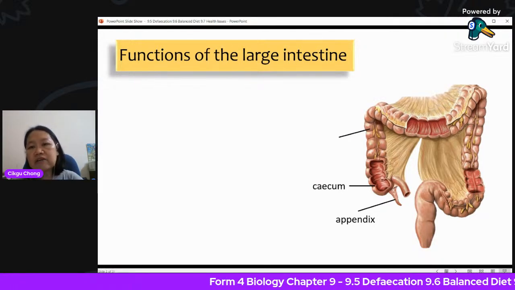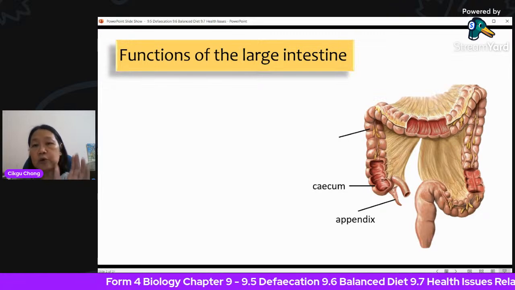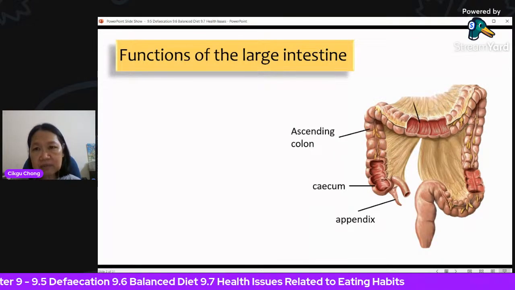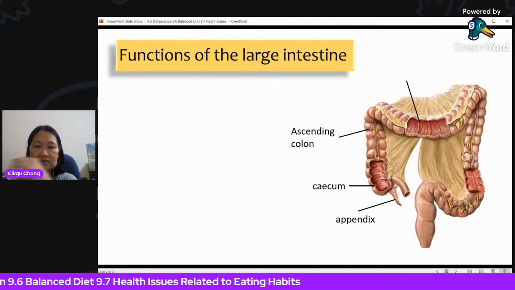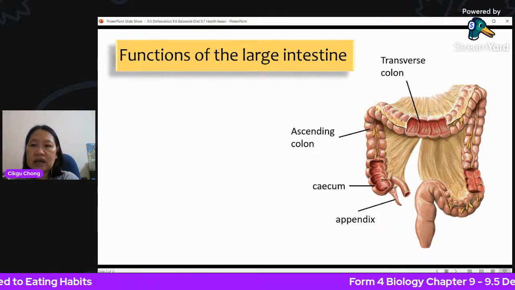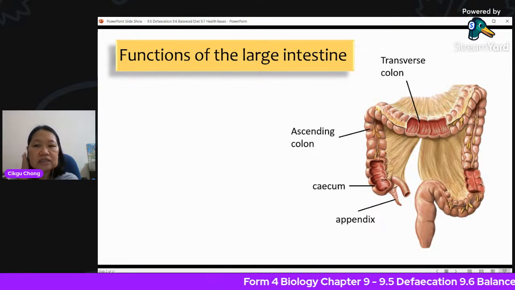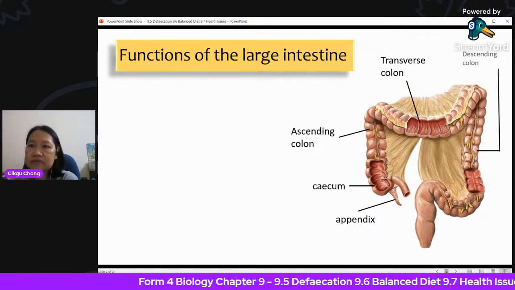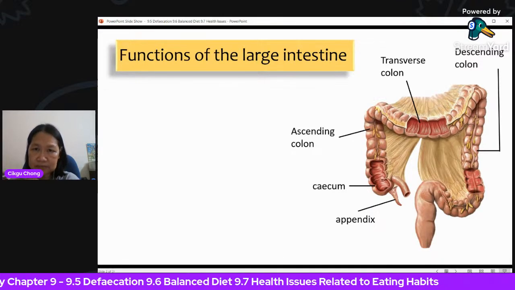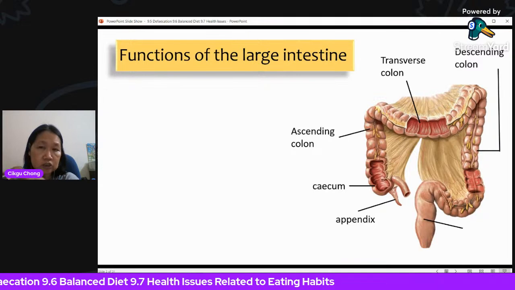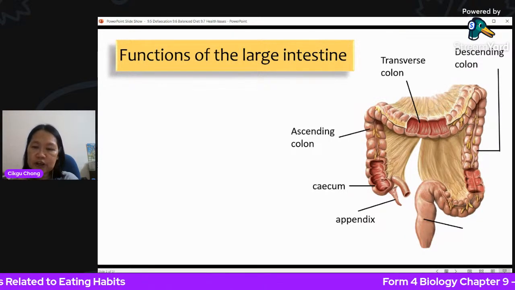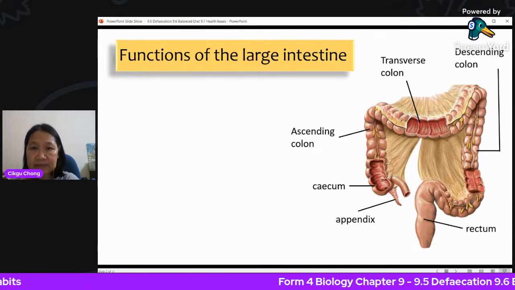Then you have this part of the colon which runs upwards. This is called the ascending colon. Ascending means moving up. Then you have the other part here which is going horizontal. This is called the transverse colon. And the other one, you can see it comes downwards. This is the descending colon, descending, coming down. And then towards the end of the large intestine, you have one place where we store the feces while waiting for it to be removed. This part is called the rectum.